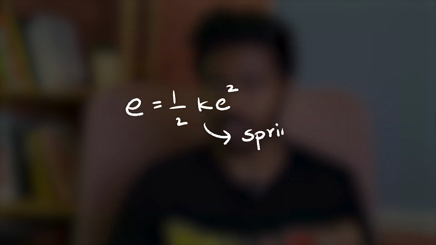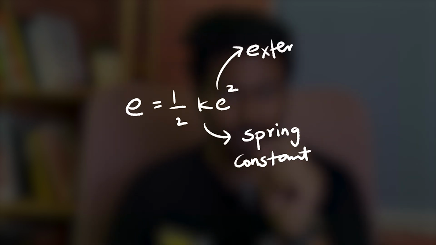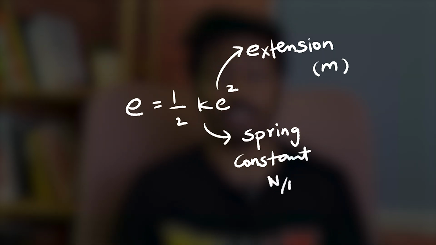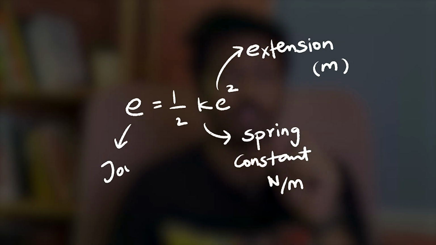Mathematically, it is expressed as E equals half k e squared, where k is the spring constant and e is the extension. Remember, the extension is in meters, spring constant is in newtons per meter, and the energy is in joules. We know that work and energy is just practically the same.